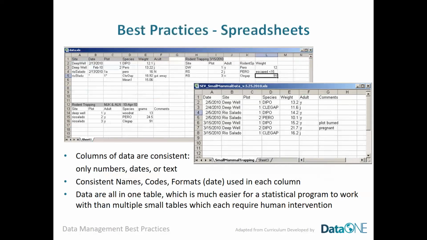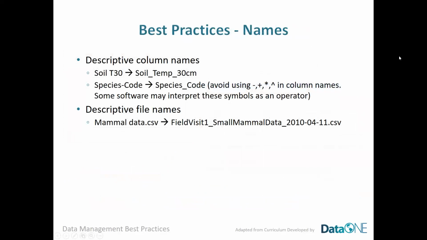Additionally, there are only numeric data in the weight column, so a statistical program or Excel could readily calculate statistics on this one column. And preparing metadata for this file would also be much more straightforward. A best practice for data entry is to create descriptive column names without spaces or special characters. Sometimes statistical programs have special uses for some characters, so you should avoid using special characters in your data file.